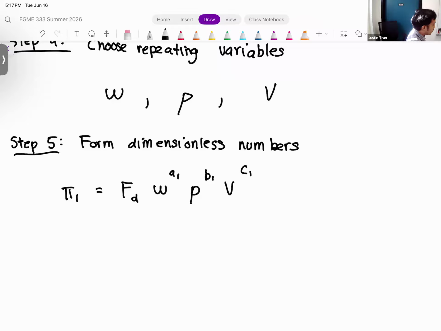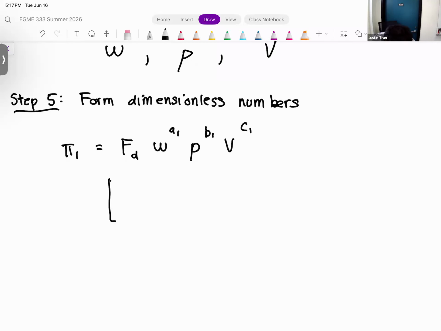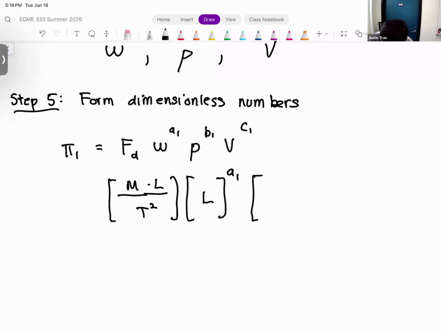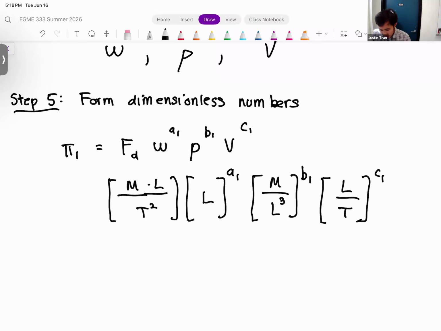Okay, so just like we did before, let's go ahead and replace this with the dimensions of each term here. The drag force has dimensions of mass times length divided by time squared. Width of the sign has dimensions of L raised to the A1. Density is mass divided by length cubed raised to the B1. And velocity is length over time raised to the C1.